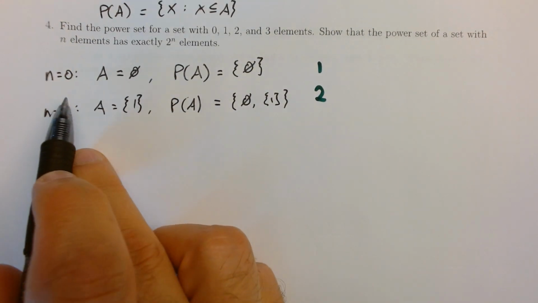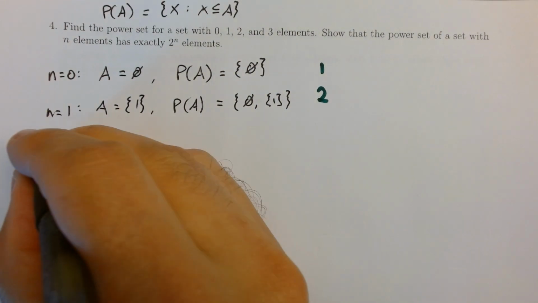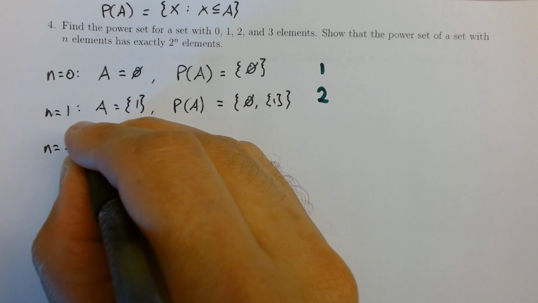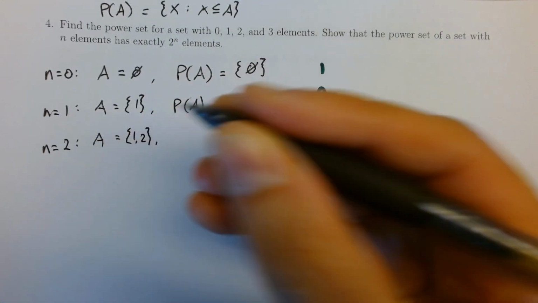So far the pattern's there. 2 to the 0 is 1, 2 to the 1 is 2. Let's look at two elements. So a two-element set, we could have 1 and 2 as our original set.